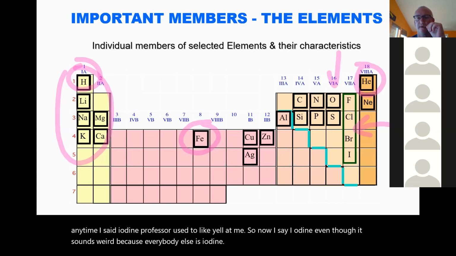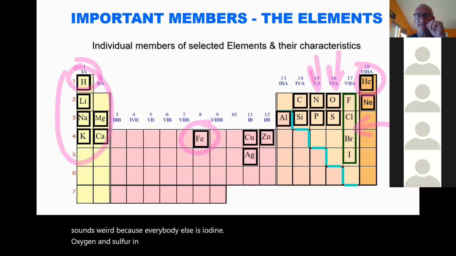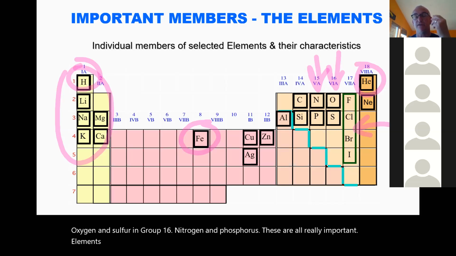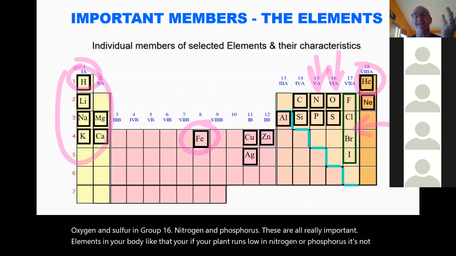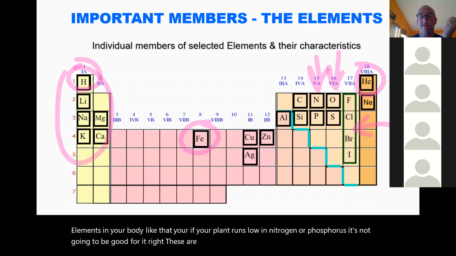Oxygen and sulfur in group 16, nitrogen and phosphorus. These are all really important elements in your body. Like, you know that if your plant runs low on nitrogen or phosphorus, it's not going to be good for it, right? These are essential elements.